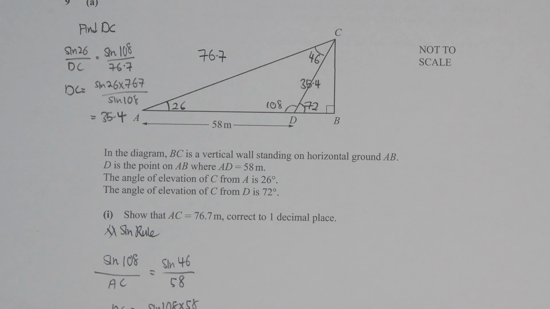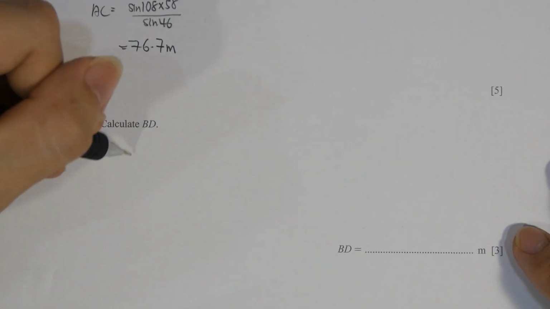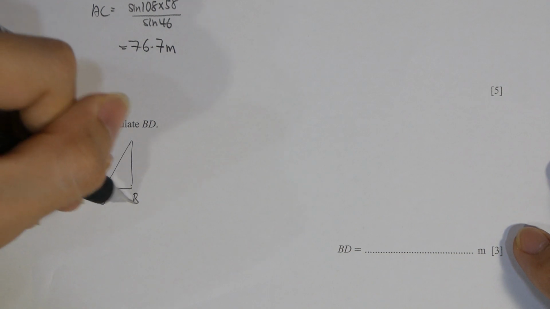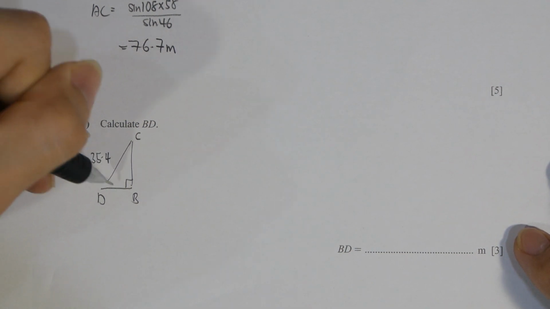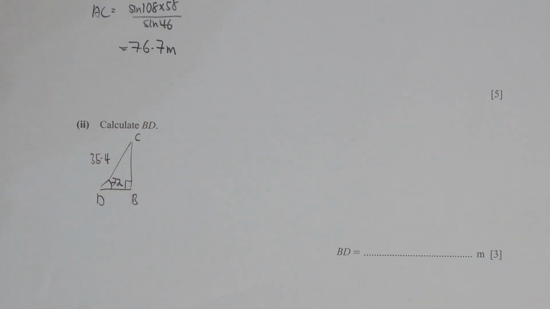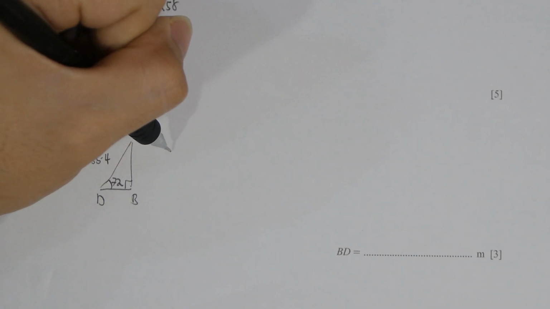So to calculate BD, okay, since we already have the 72 degrees and 35.4, we can now use cosine 72 equals to BD over 35.4. So BD's value is 10.9.